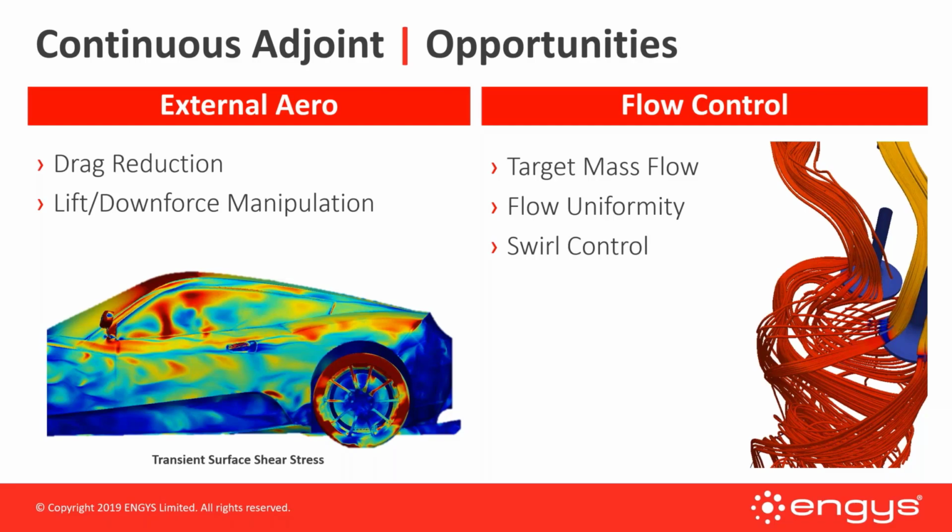And then finally, something like swirl control. So if we're looking at internal combustion engines, we may need to deliver a certain amount of swirl into the system. And so here with adjoint, we're able to shape the intake manifold in a certain way to deliver a certain amount of swirl within the system.